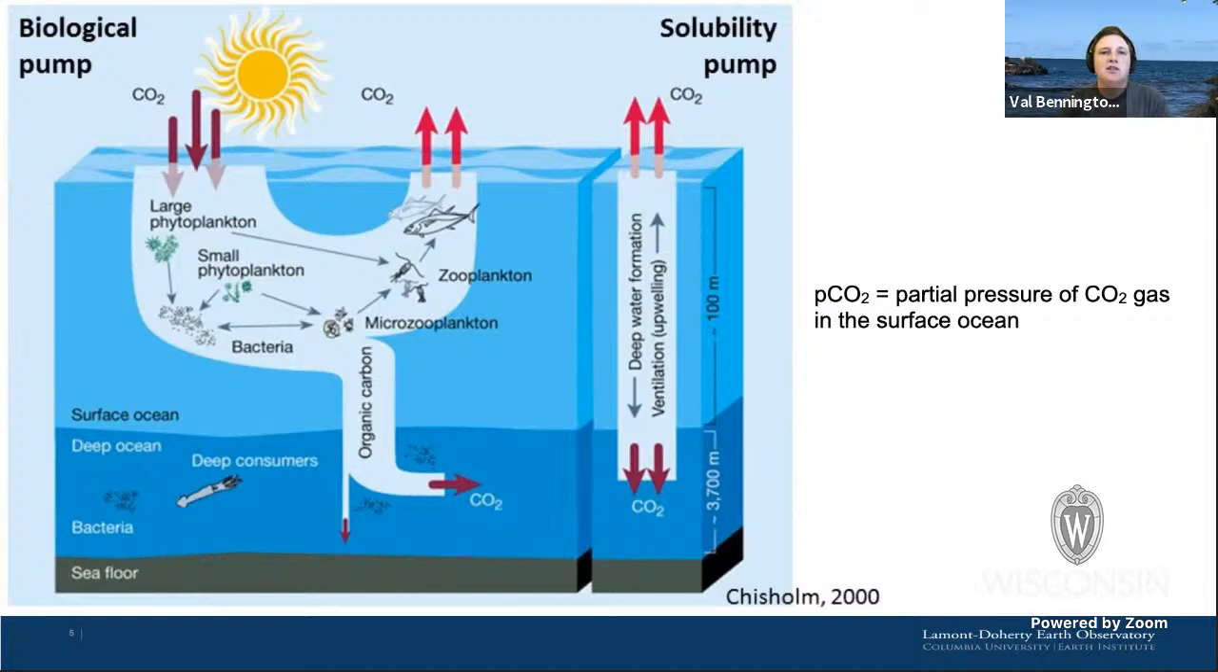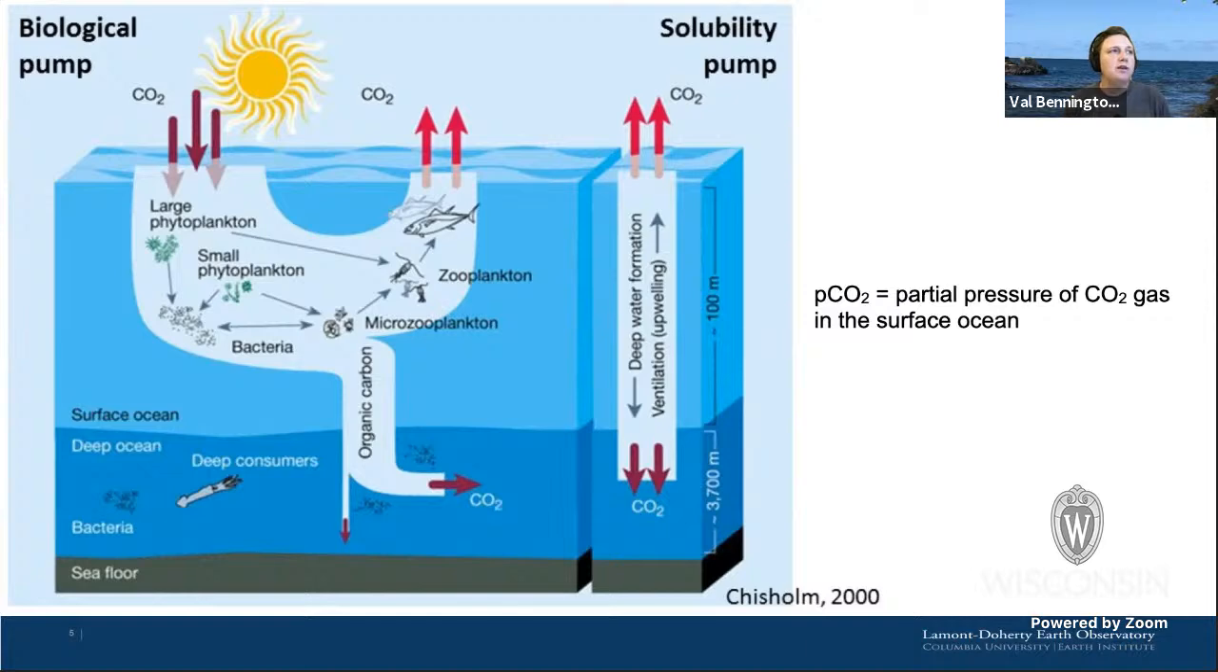The solubility pump, on the other hand, is, to put it simply, colder water can hold more CO2 gas. So if you have water in something like the Gulf Stream moving along and cooling as it goes, it's able to actually absorb carbon dioxide from the atmosphere as it cools. We also have, of course, deep water mixing and ventilation. When deep water is brought in contact with the surface, we have old carbon coming to the surface and actually emitting to the atmosphere.